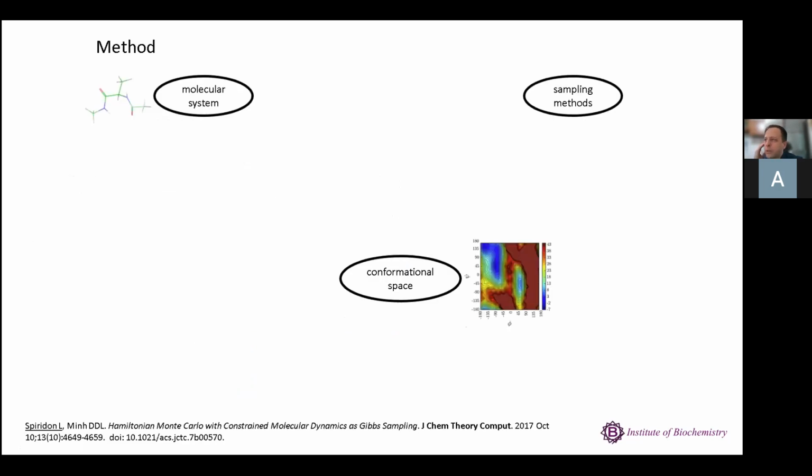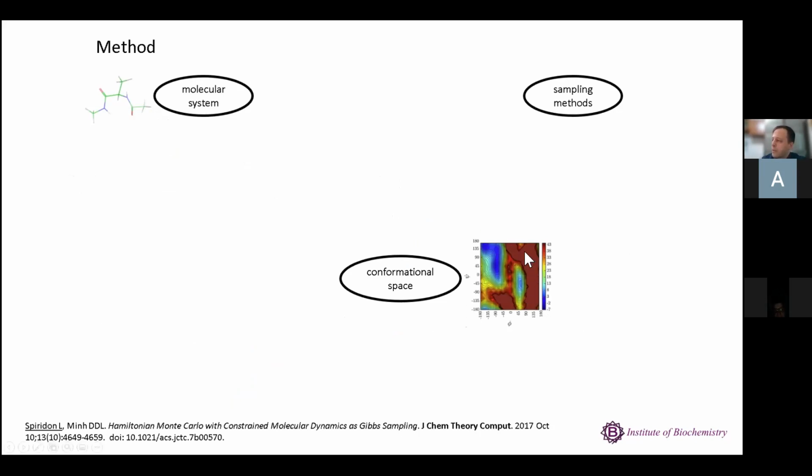So what exactly did we do, and what is the flowchart for what we were thinking about when we developed this method? Let's say we have a molecular system and some sampling method that we want to use in order to get its conformational space down here.